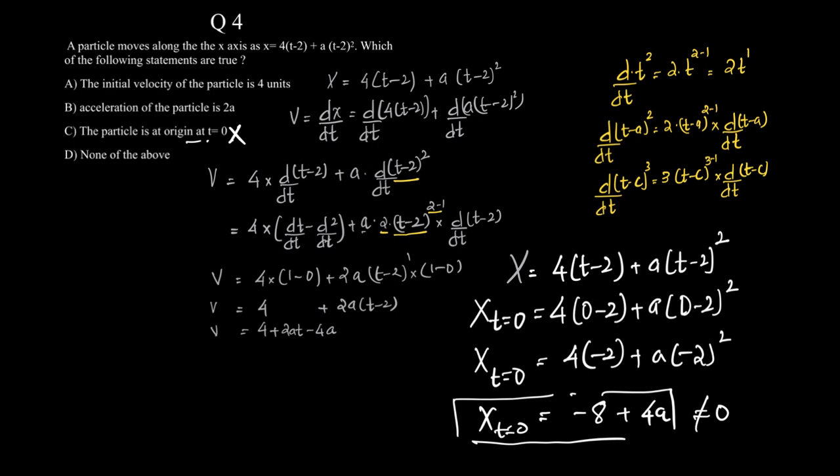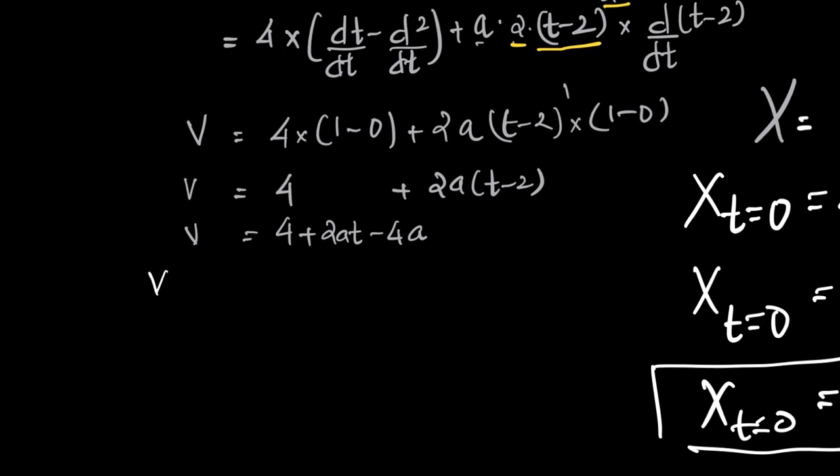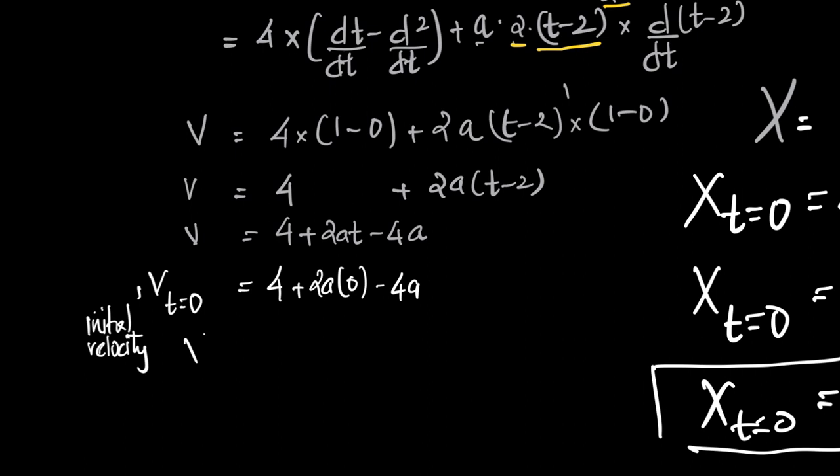Now the second point is the initial velocity of the particle is 4 units. Okay, so let's find out that too. Since v is equal to 4 plus 2at minus 4a, we can find out v at t is equal to 0, which is actually the initial velocity. It is equal to 4 plus 2a into 0 minus 4a. So v at t is equal to 0 is equal to 4 minus 4a. So that option is also wrong.